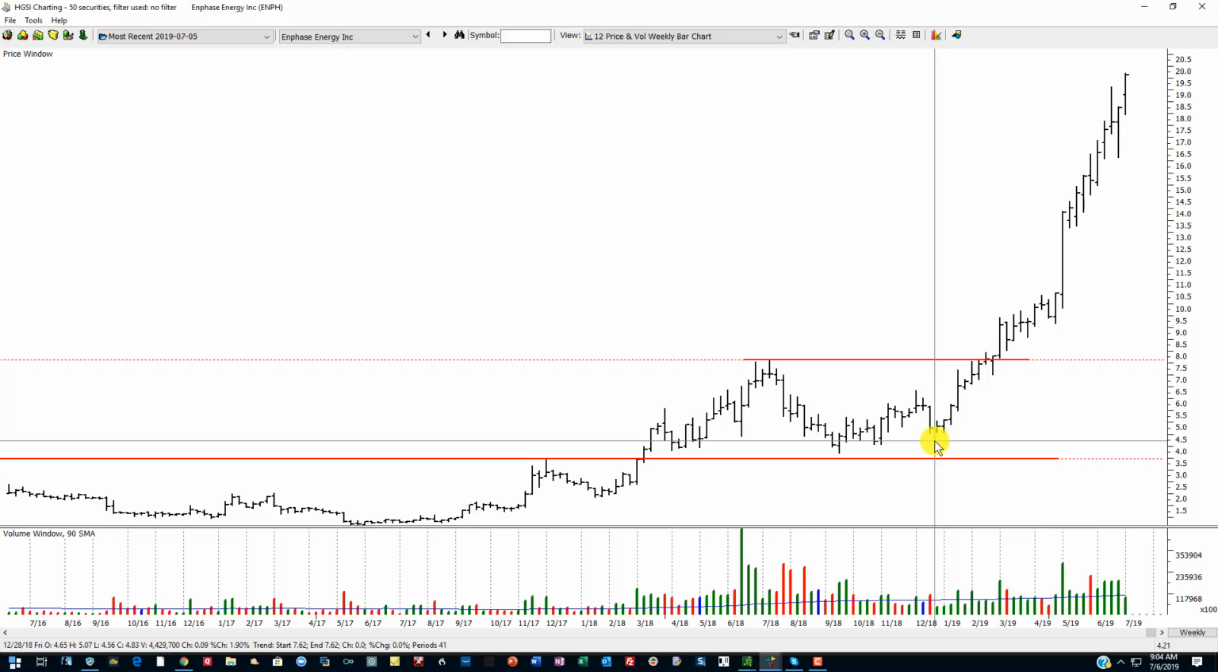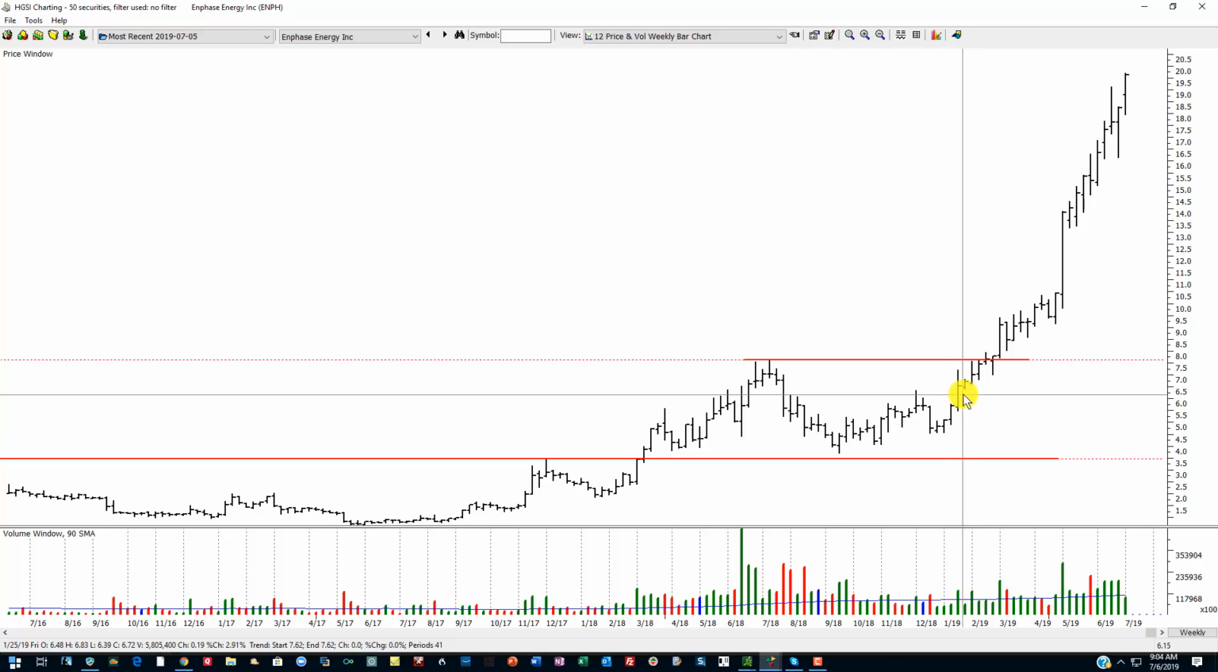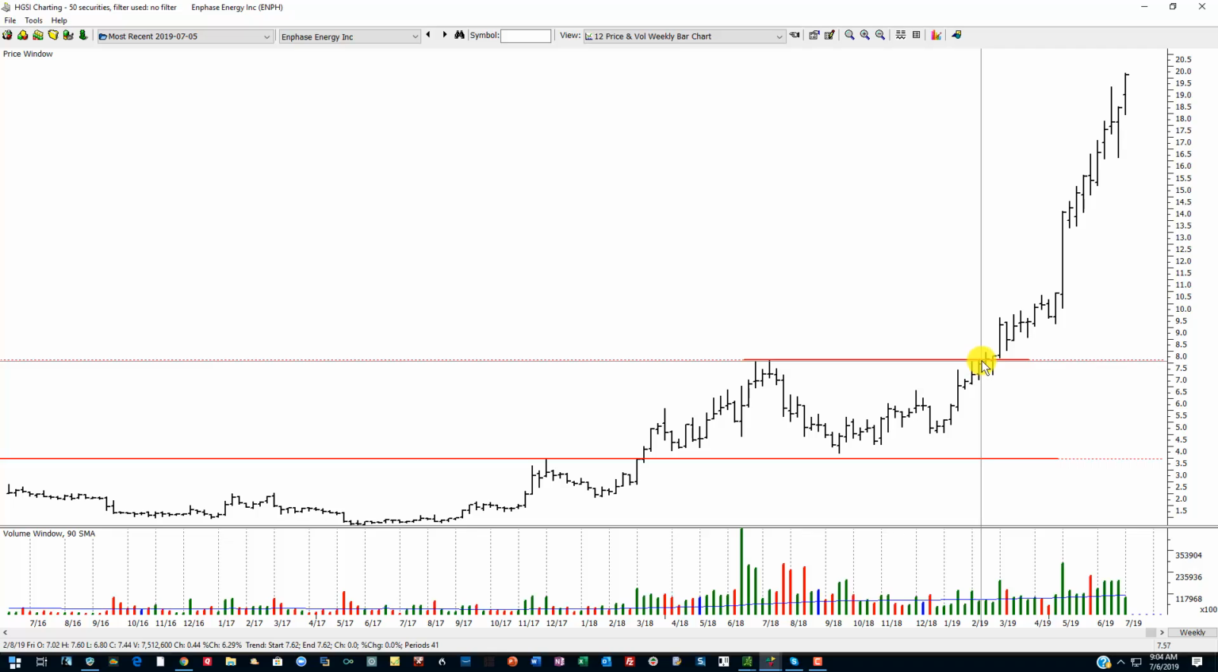Neutral bar, strong bar, strong bar, volume's picking up slightly. And then here you can see the volume increased and there was a strong bar. And then we started seeing a series of stronger bars.